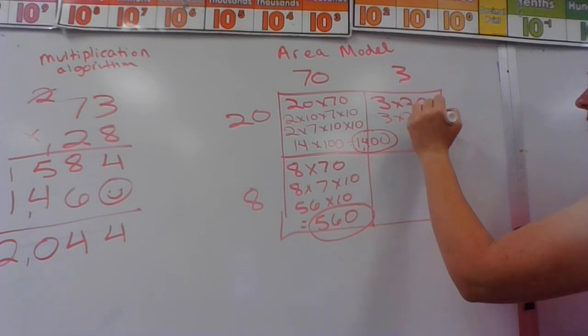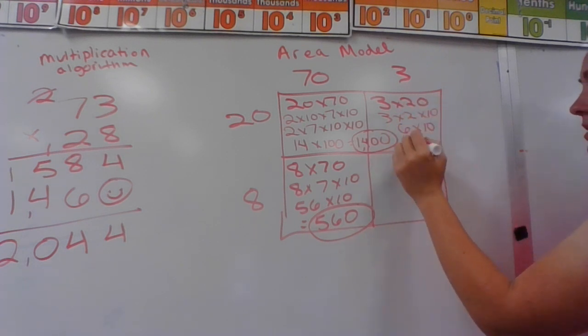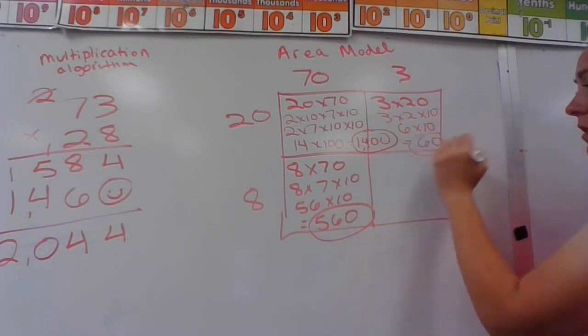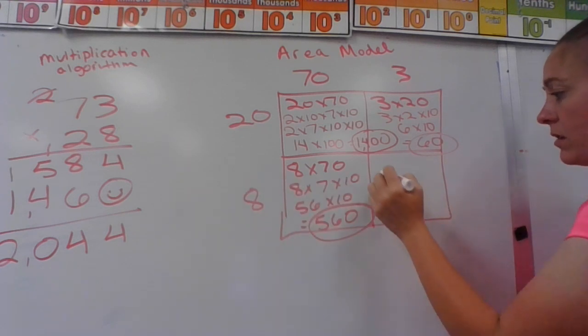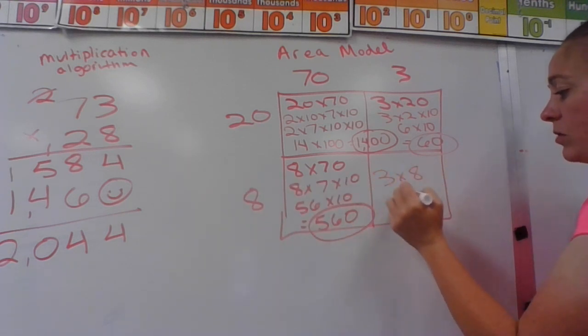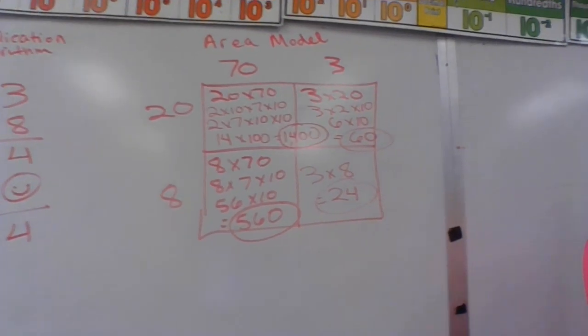Circle that. All right, this box, 20 coming across, 3 coming down, 20 times 3, which is really 3 times 2 times 10. 2 times 3 is 6 times 10, which is 60. All right, and our last box is 3 times 8, which is 24. So now we'll move over here and we will add those up.